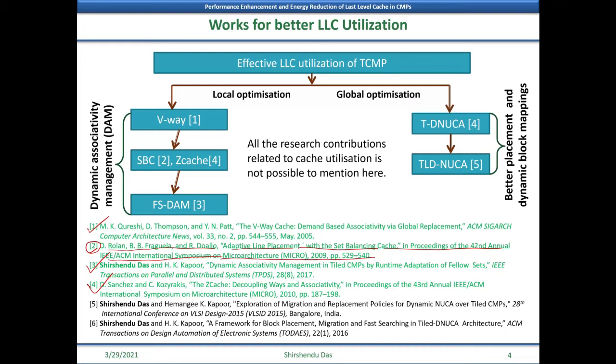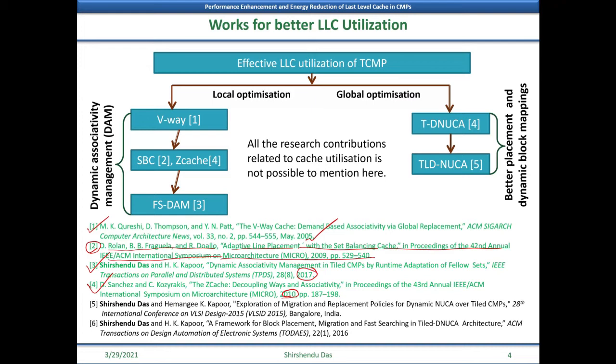This was proposed in 2009. So you can see VUA is the oldest one. It was proposed in 2005. Then SBC was proposed in 2009, Zcash in 2010, and FSDAM in 2017. This is our work. In fact, it was a paper that I published during my PhD.